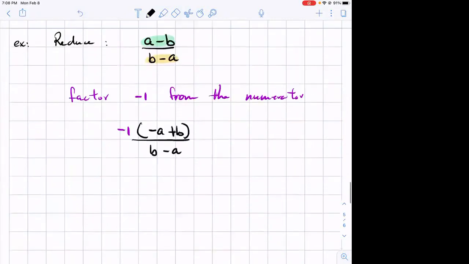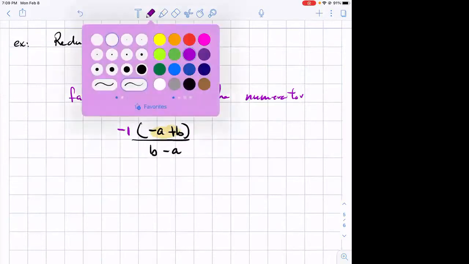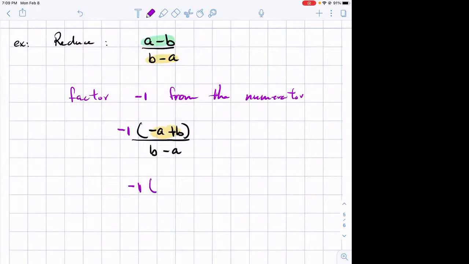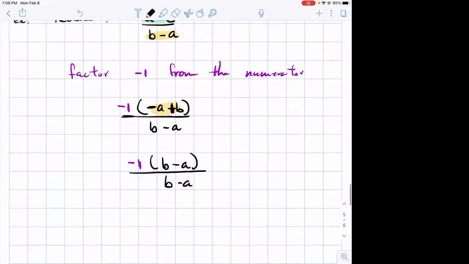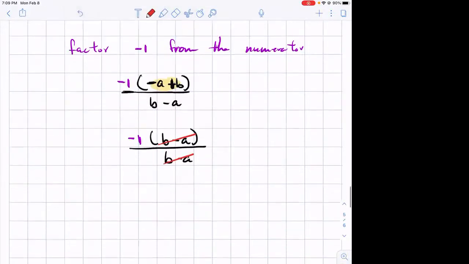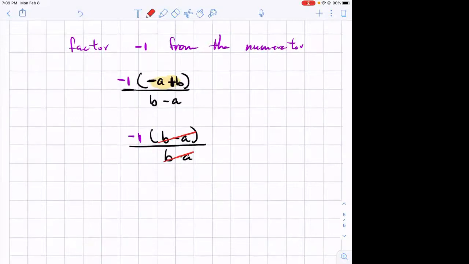Okay. Now you will notice that in this parentheses here now, that's the same as if I write -1 times B minus A, because the sign of the B is positive and the sign of the A is negative, divided by B minus A. And now this numerator is exactly the same as that denominator, so the final result is equal to -1.